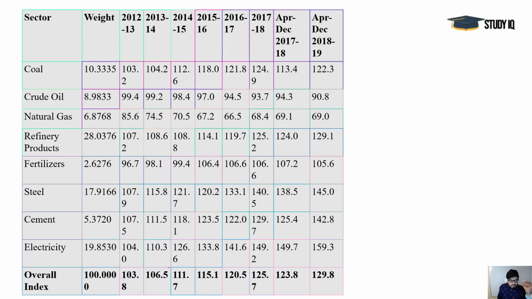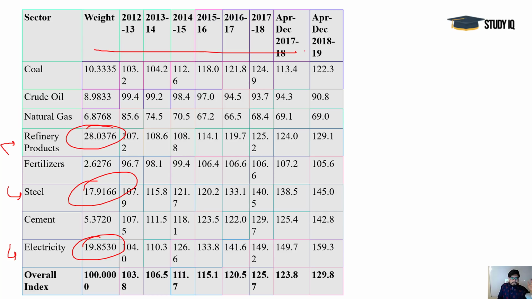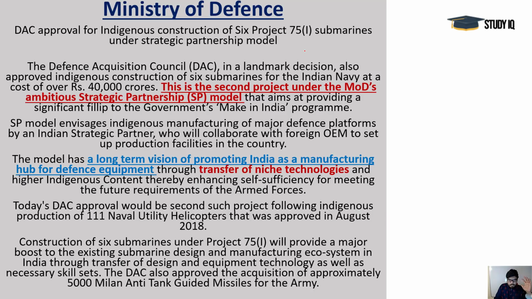Next, you can easily recognize the weightage here. 28.03 is for refinery products, and after that electricity comes, after that steel comes. Okay, and the rest of the data you can see, and you can compare the data with these years, from 12 to 18. Okay.